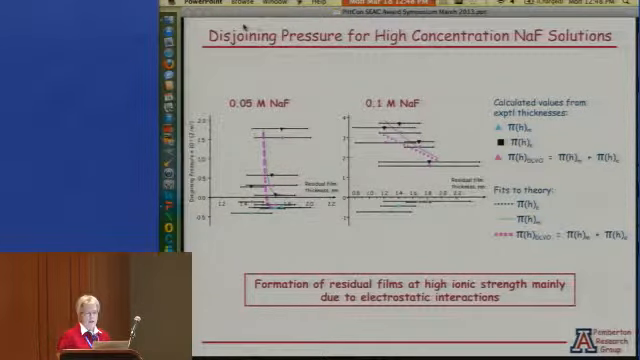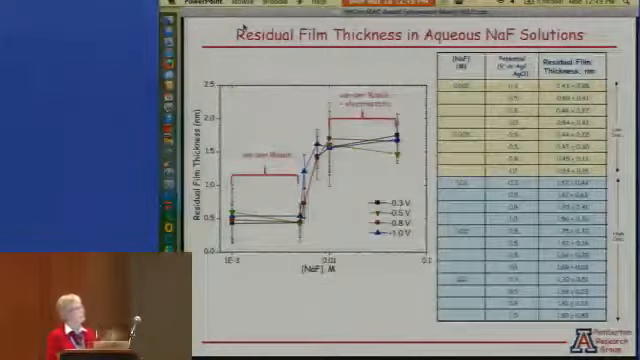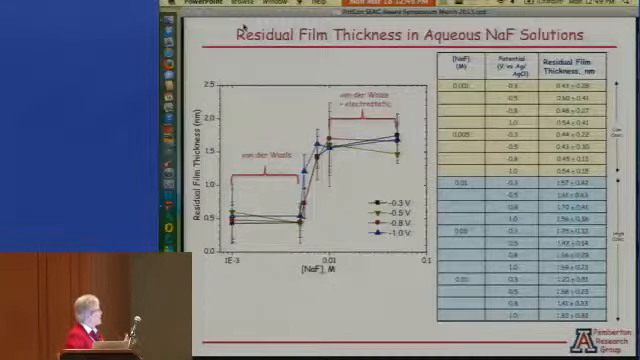Okay? And so that allows us then to understand what we're seeing here in this step function change in thickness with electrolyte concentration. At the low concentrations, we're really talking about van der Waals forces leading to the creation of this residual layer on the surface as we withdraw it. As we go to higher ionic strength systems, we've got some van der Waals, but predominantly electrostatic contributions adding in. The theory predicts approximately the thicknesses that we observe.